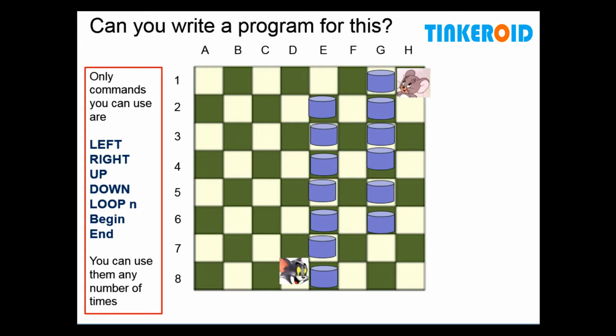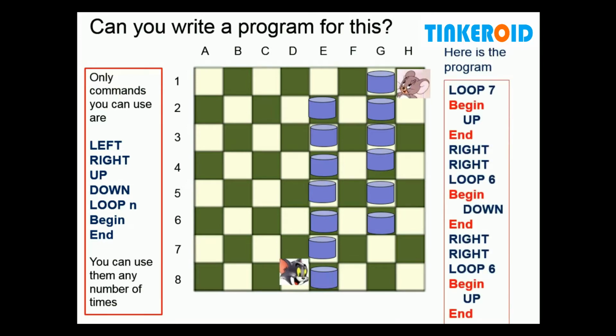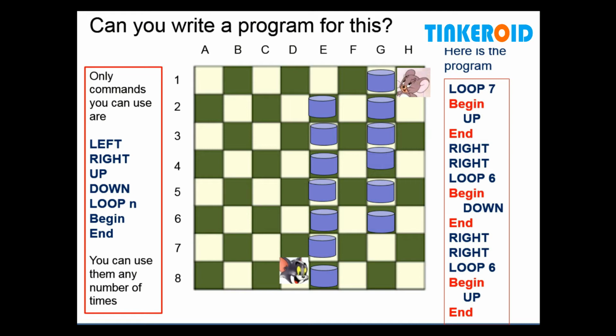For that there is a command called loop. Loop means repeat. Repeat what is written. For example, here in the program, I will say loop 7, begin, end. Then what does it mean? It means between the words begin and end, we basically have one word called up. It is a single command, which means 7 times you do this up.